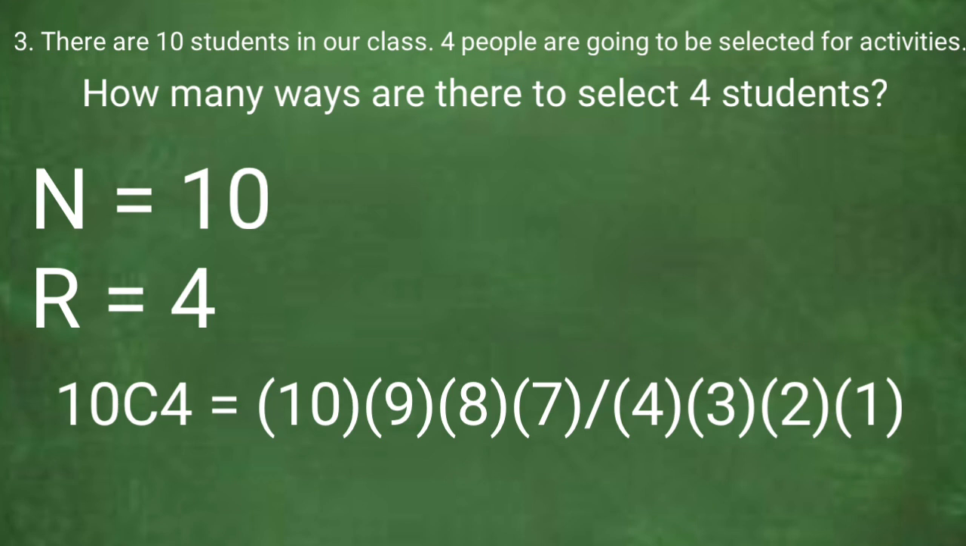Now let's calculate. The answer will be 210. There are 210 ways to select 4 students.